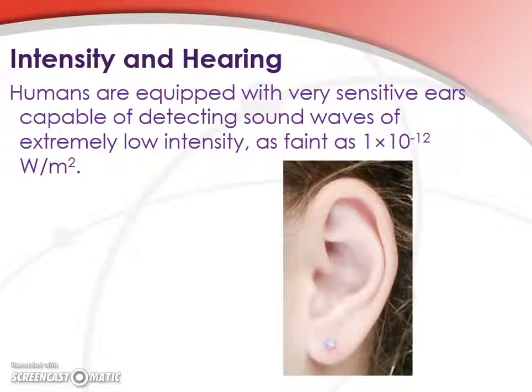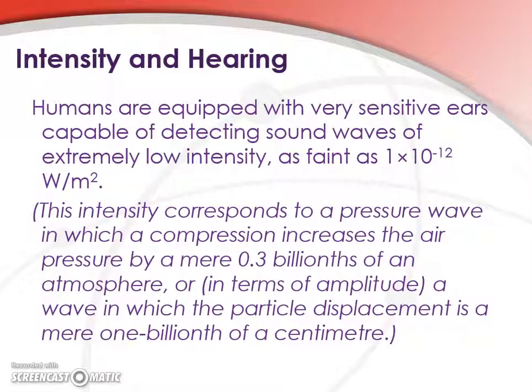Okay, the good news though is that humans have extremely sensitive hearing. The tiny groups of cells that are a lot like hairs, called cilia, in our ears are extremely effective detectors of changes in pressure. And so we can detect a sound wave with intensity as faint as 1 times 10 to the negative 12 watts per meter squared. That corresponds to a pressure wave in which the compression increases the air pressure by just 3.3 billionths of an atmosphere. An incredibly small signal.